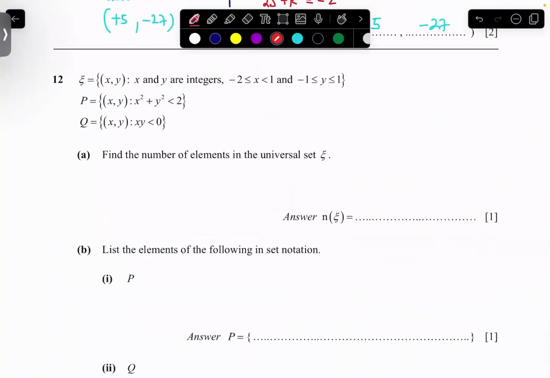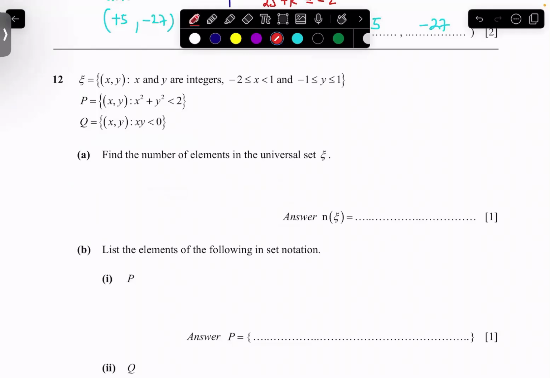The universal set is {(x, y)} such that x and y are integers, x is less than or equal to 1 and more than or equal to negative 2. So the three numbers: negative 2, negative 1, 0. And y is less than or equal to 1 and more than or equal to negative 1, so negative 1, 0, and 1. P is such that x squared plus y squared is less than 2. Q is such that x times y is less than 0. Find the number of elements in the universal set.